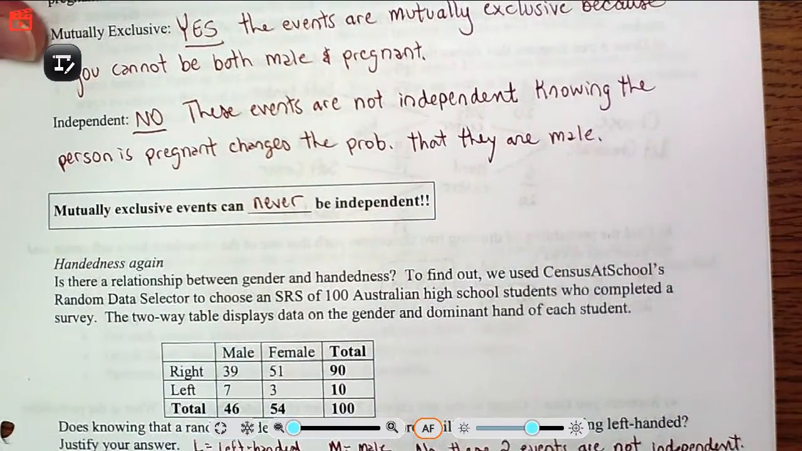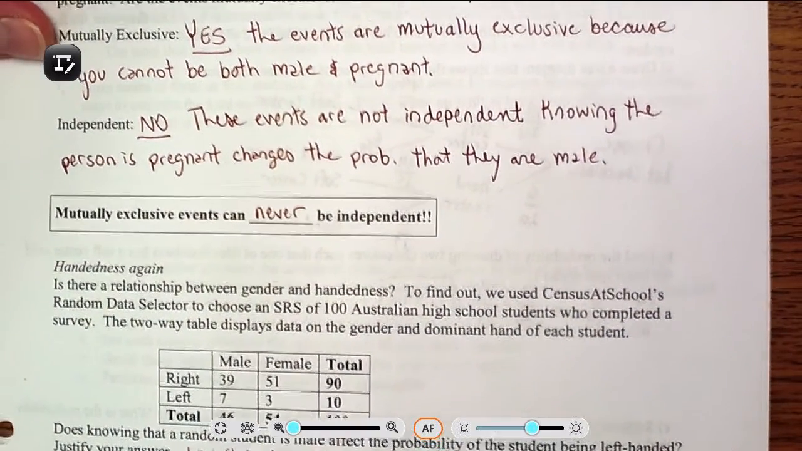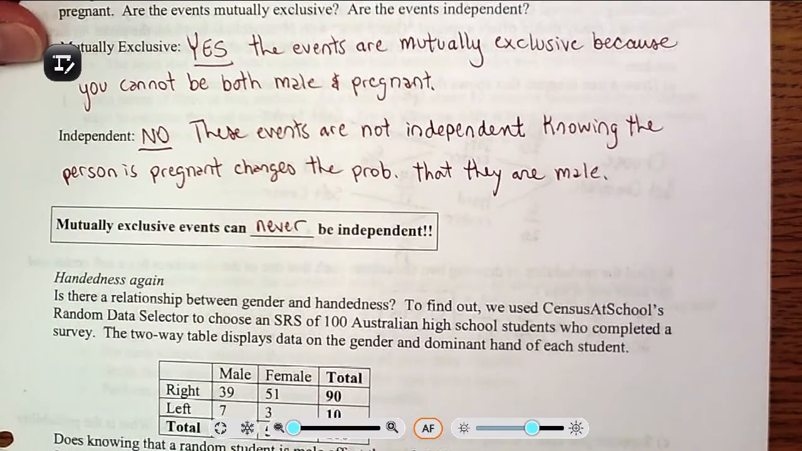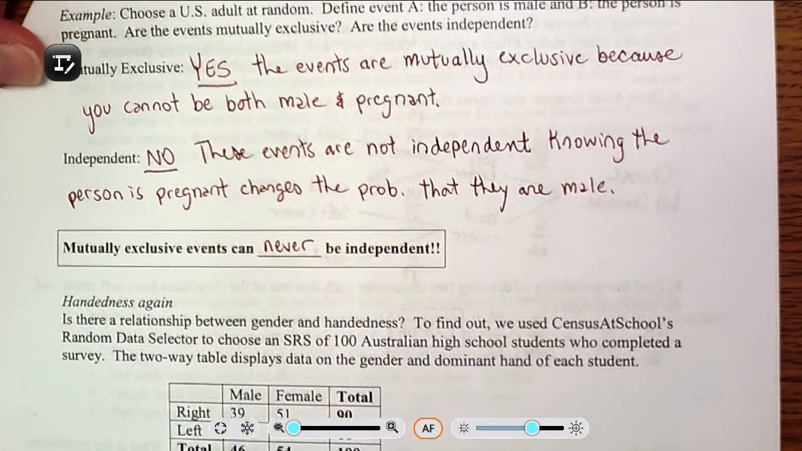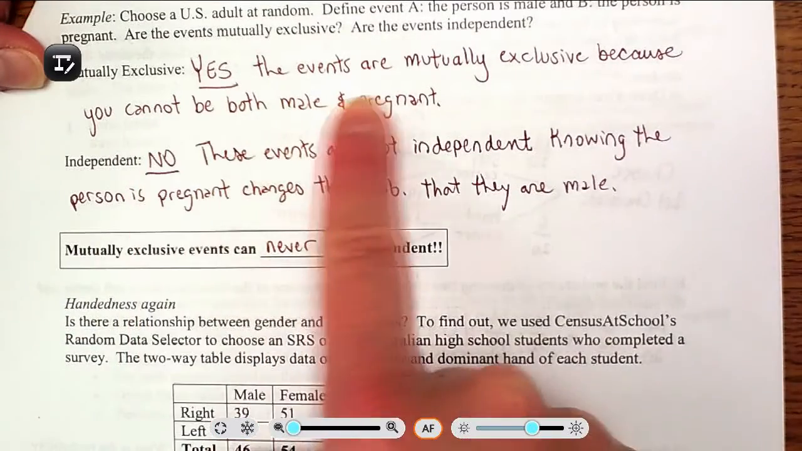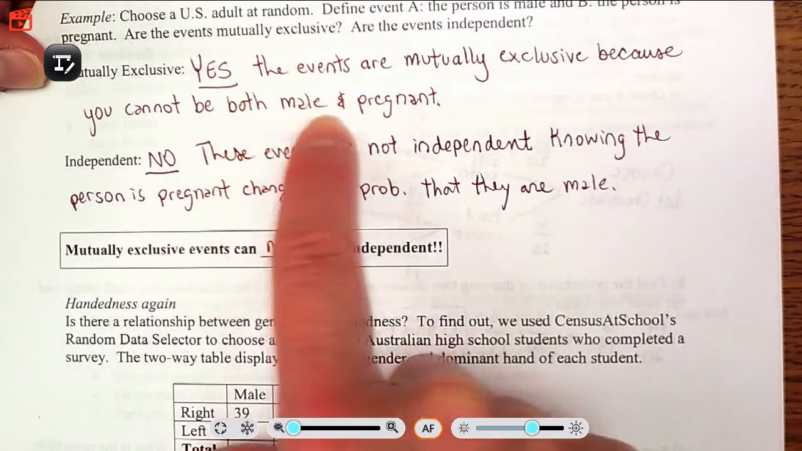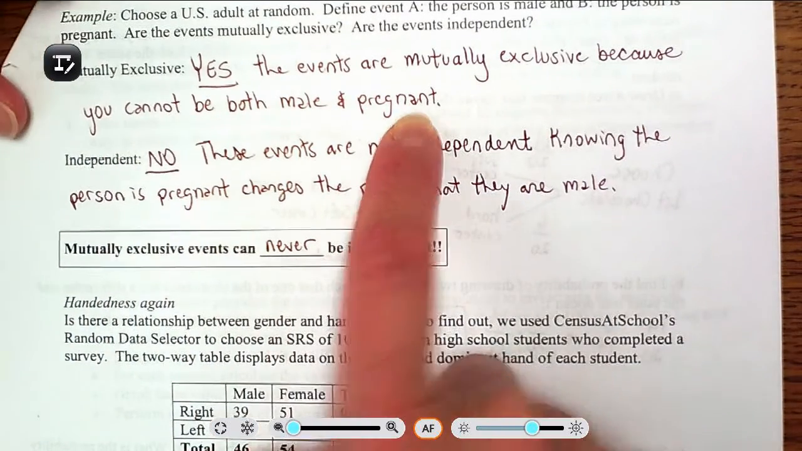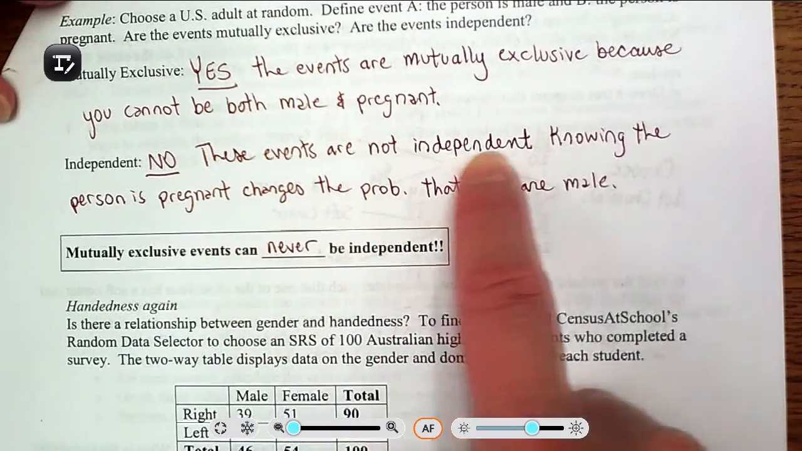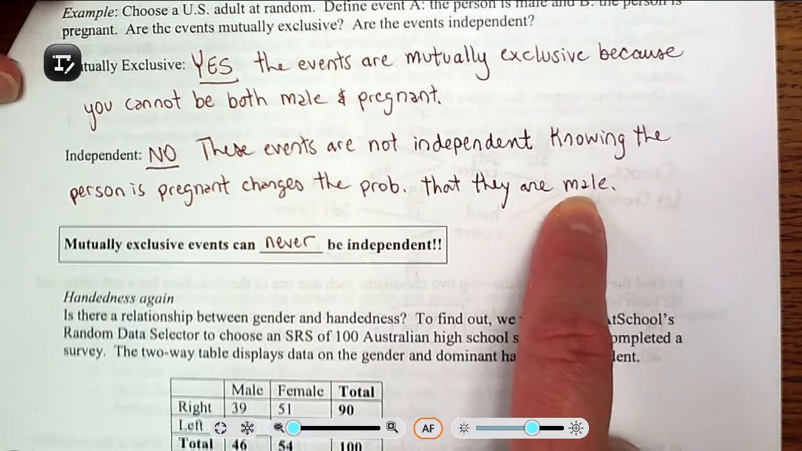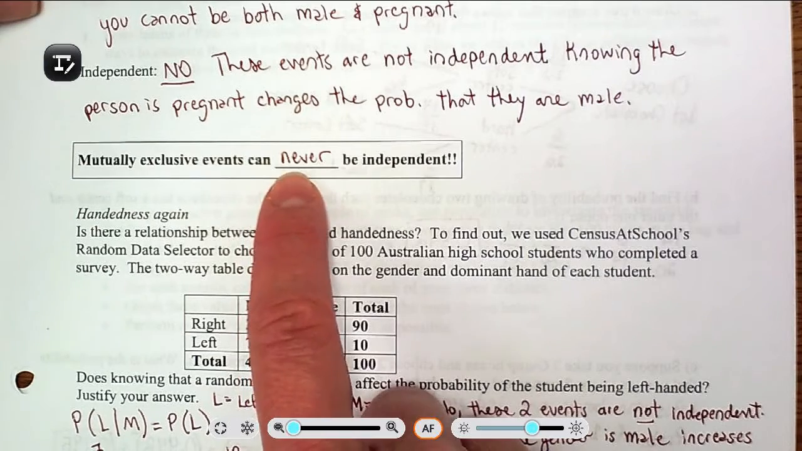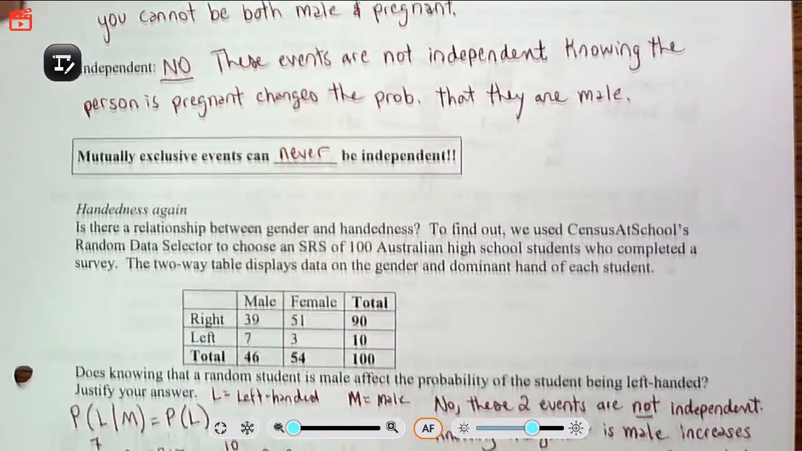Choose a U.S. adult at random. Define event A, the person is a male, and B, the person is pregnant. Are these events mutually exclusive, and are they independent? Mutually exclusive, yes. The events are mutually exclusive because you cannot be both male and pregnant. Independent, no. These events are not independent. Knowing the person is pregnant changes the probability that they are male. Mutually exclusive events can never be independent.